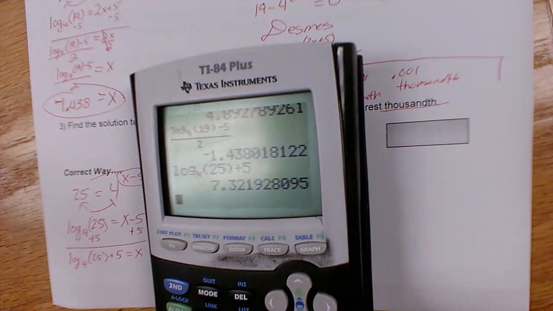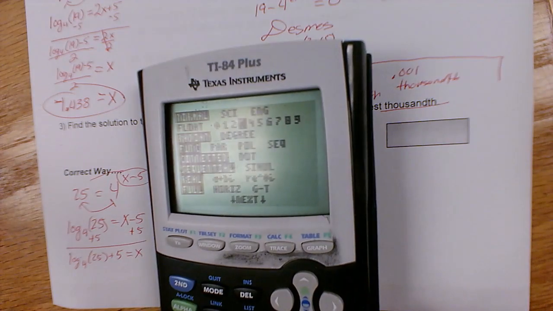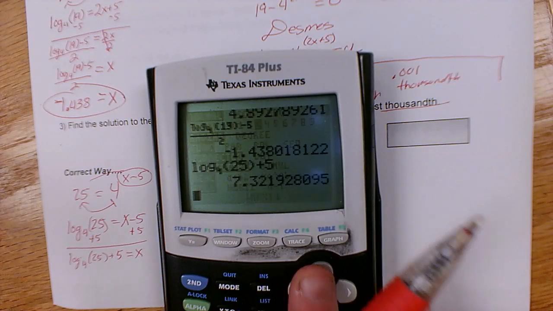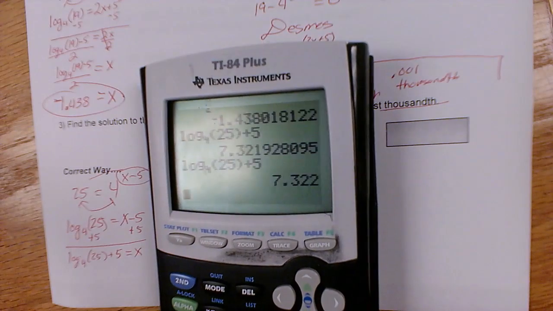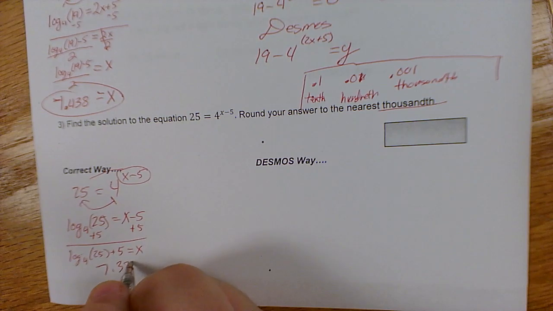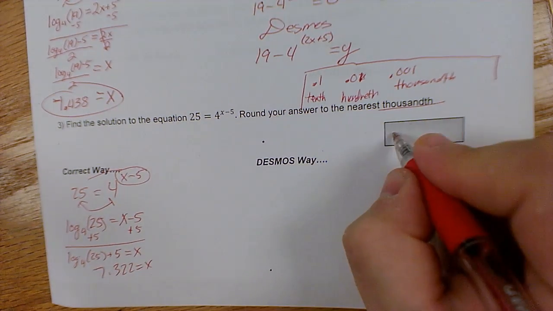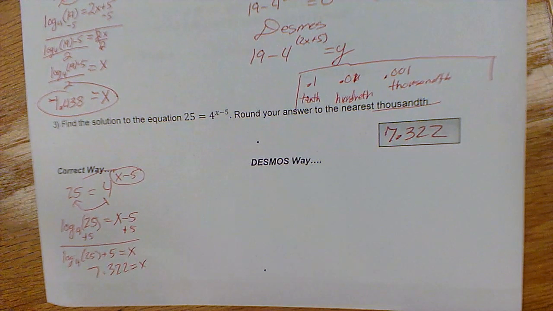If you are not a fan of rounding, we could change it to float, and since thousandths is 3 decimal places, you can change your float. Change that to 3, and now when you type it in, it will round that 3rd place for you. So your answer is 7.322 is equal to x. And if you had to type it in a blank on your exam, that's how you would type it in.